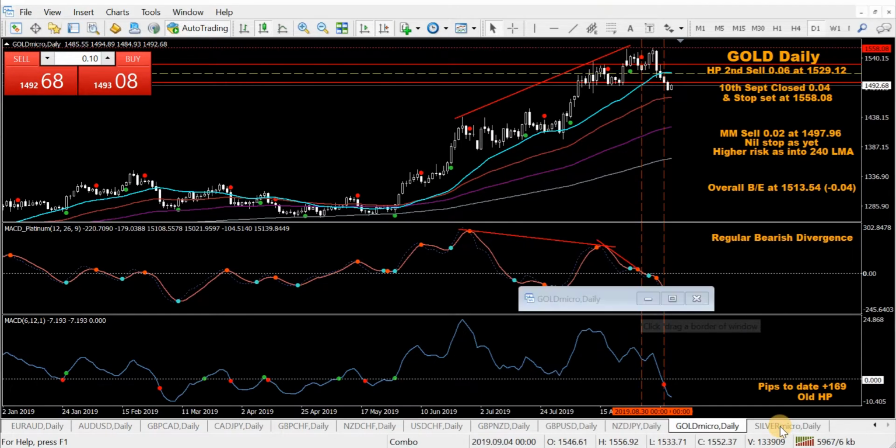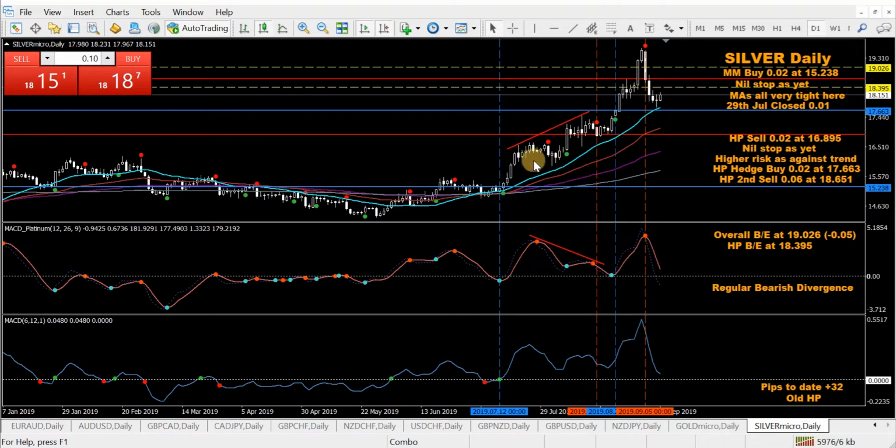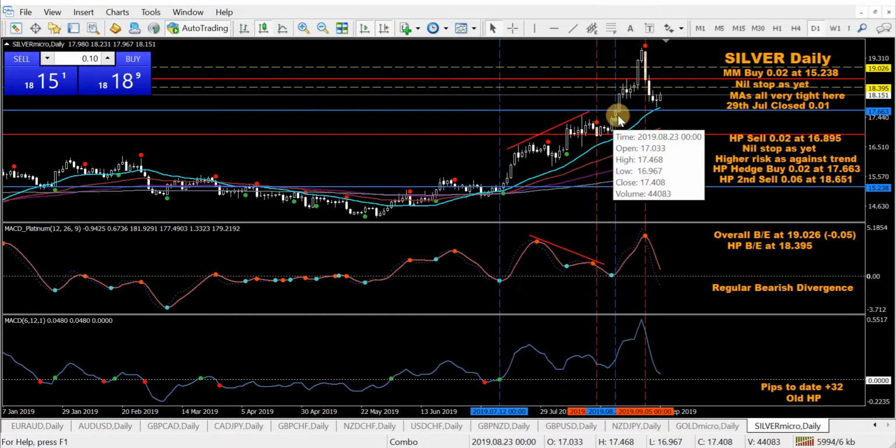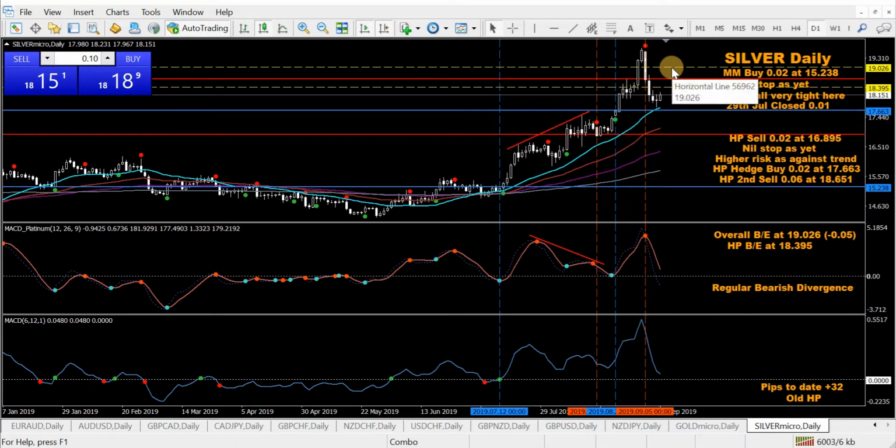So look at silver, last one. We have a buy back here, which is the Mod MACD buy. I've already closed half of that somewhere in here. Yep, there it is. And took a HP sell, HP hedge buy, followed by a second sell, and we've got an overall break even, which is the high one, and HP break even. I might look at the MACD, platinum's getting close to 0 level, so I might do something about this. HP trades, we're under the break even level at the moment, so I want to get some pips here if I can. So here we go. Look to probably go back to the upside.